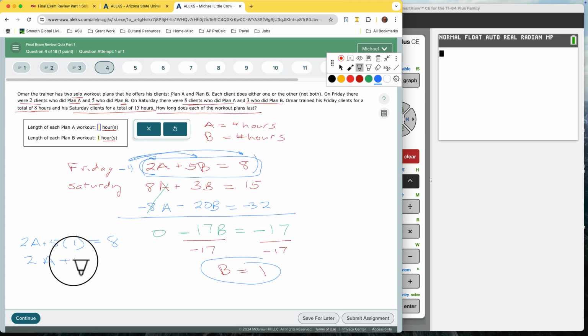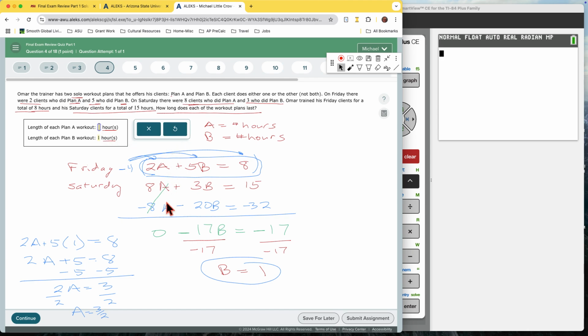2a plus 5 equals 8. Subtract 5 from both sides. 2a is equal to 3. Divide both sides by 2. A equals 3/2. As a decimal, that'd be 1.5, right? 1.5 hours. So A is a little bit longer by 30 minutes.